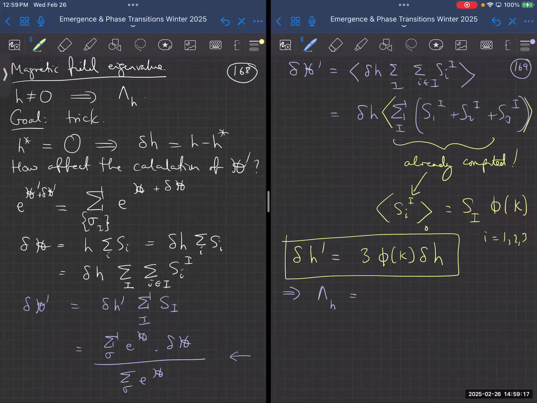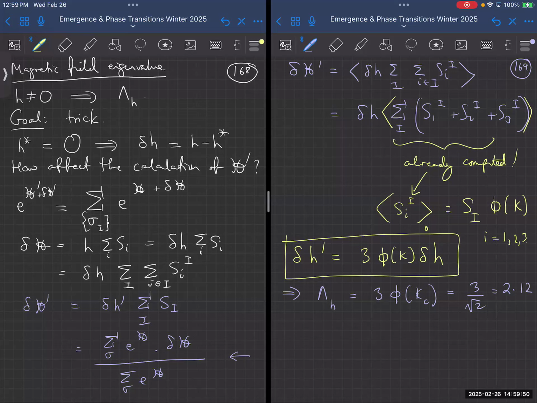So I've got to differentiate delta H prime and set it equal to H star. So that is then 3 phi at the critical point K_c, and phi of K_c we already calculated was 1 over the square root of 2. So this is 3 over the square root of 2, which is 2.12. Okay, so that's the renormalization group calculation to 0th order in V without doing any extra calculation.